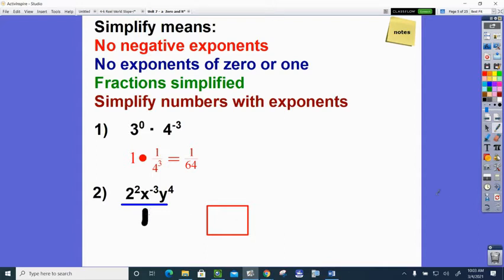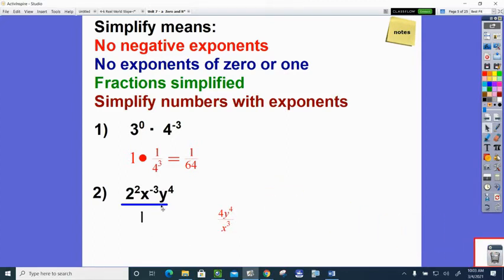That's a huge 1, Mrs. Woodruff. Let's fix that. Sorry about that. I'll put the 1 underneath it. And then I say, okay, well, 2 to the 2nd is going to stay on top and be 4. This guy is going to come to the bottom and become x to the 3rd. And y to the 4th has a regular old positive exponent. He's not going anywhere. So when I simplify that, the 4 is in the numerator. The y to the 4th is in the numerator. This guy is going to drop down and become x to the 3rd.